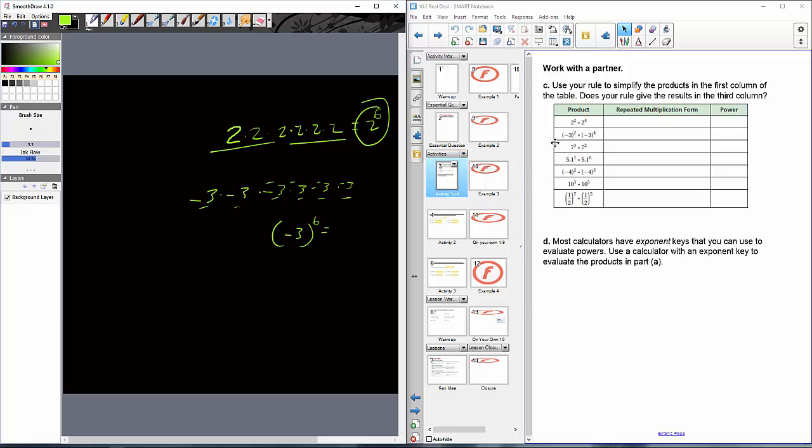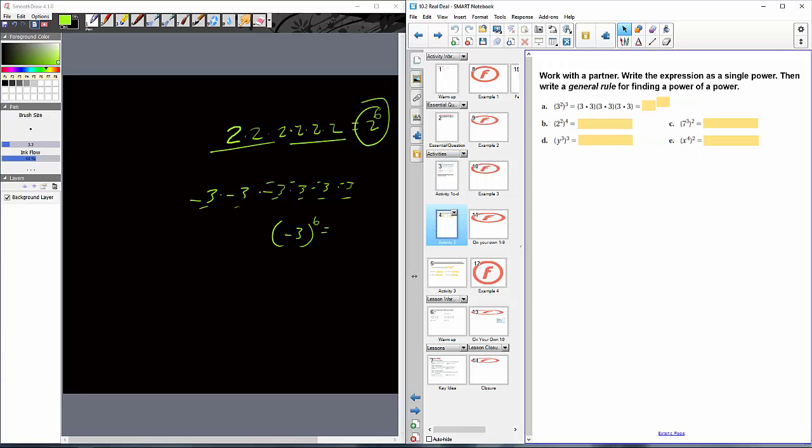7 to the 3rd, 7 to the 2nd, I just add those together. And that's kind of what I'm going to start doing. I just look at my base, and I add my exponents together if the bases are the same. So this one here would be 7 to the 5th, 5.1 to the 7th, negative 4 to the 4th, 10 to the 8th, 1/2 to the 10th.